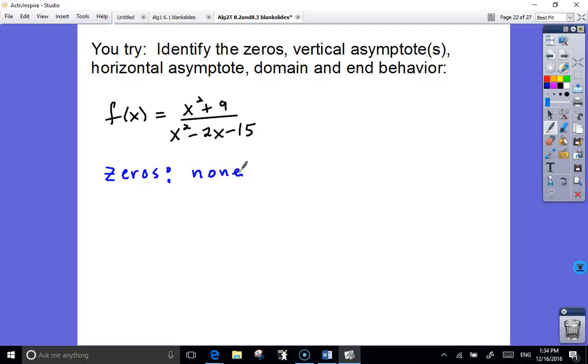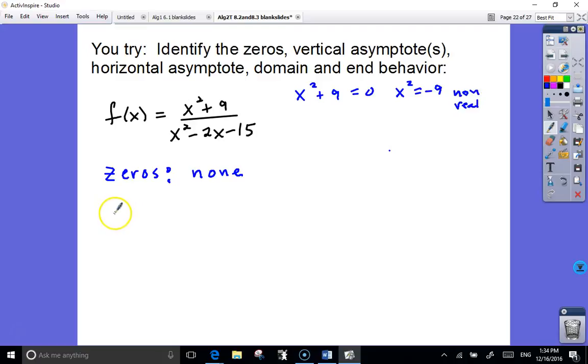If you try to solve x squared plus 9 equals 0, you get x squared equals negative 9, imaginary. So there's none. Remember, just like on the last slide, we did that with the denominator. X squared plus 9 equals 0 means x squared equals negative 9. So that's going to give us non-real solutions. And when we graph, everything's real numbers, so that can't be on there.